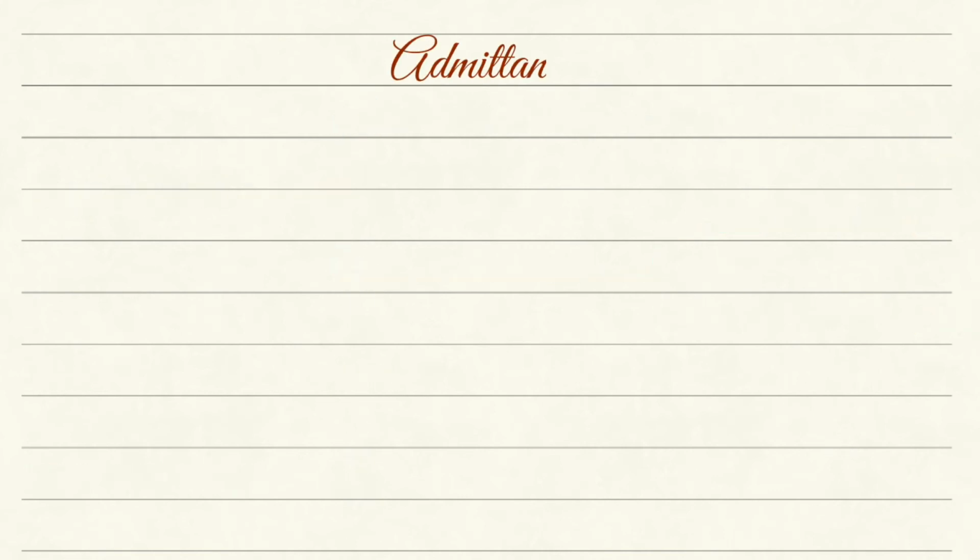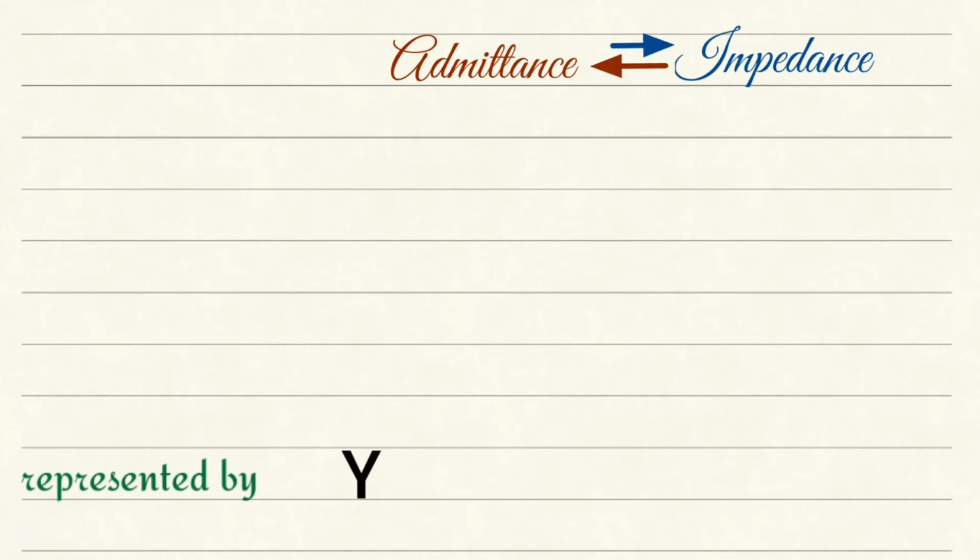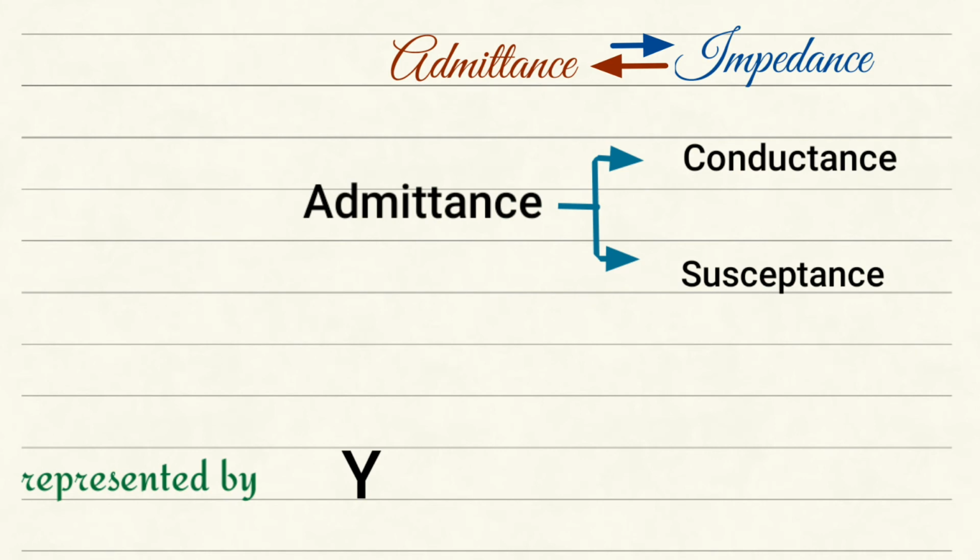Admittance is totally opposite. Admittance is denoted by Y, it is the reciprocal of impedance, and the combination of conductance and susceptance will give the value of admittance, or the reciprocal of impedance is known as admittance. Z is equal to 1 upon Y. It is denoted by Y and its unit is mho.